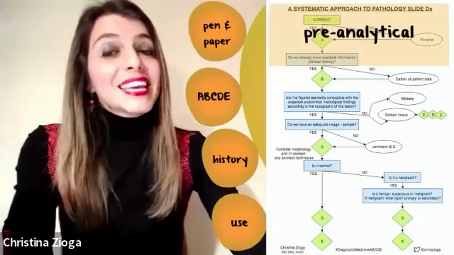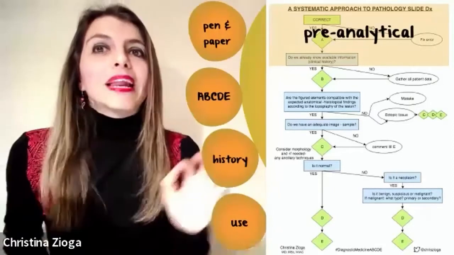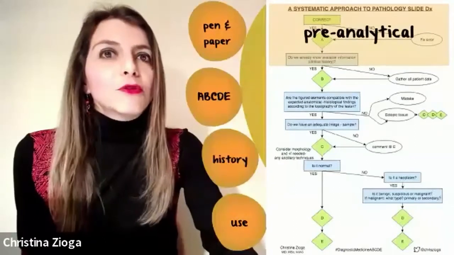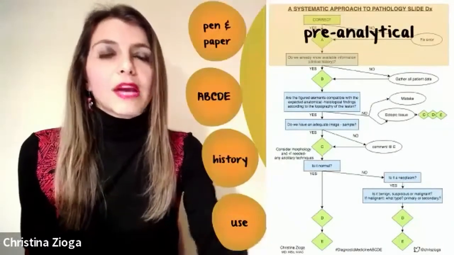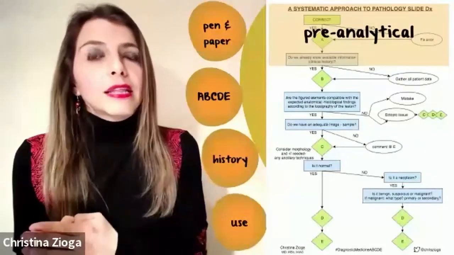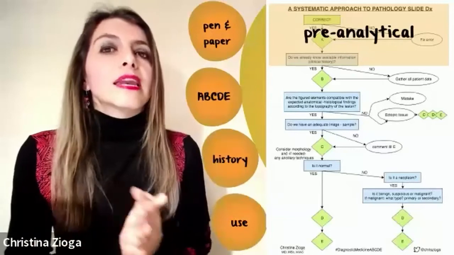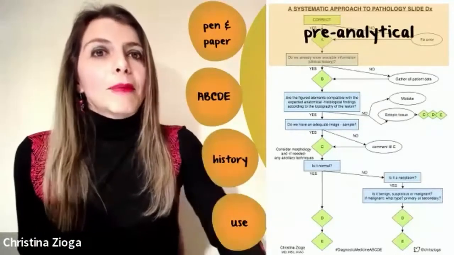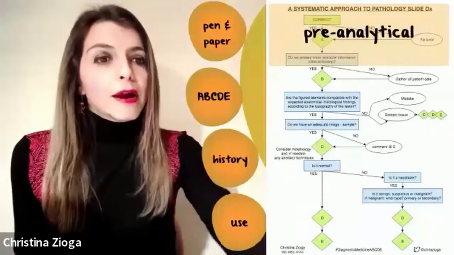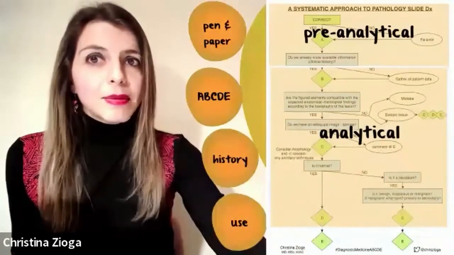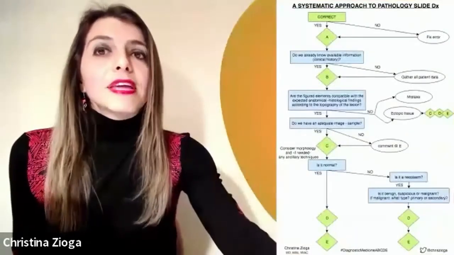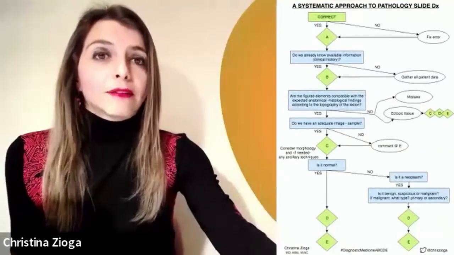So let's get started with ABCD. Preliminary step, correct. And A refers to the pre-analytical phase of our diagnosis. We have three phases: the pre-analytical phase, analytical, and post-analytical. So in the pre-analytical phase, we have correct and A, available information. B, body, C, cancer, and D, diagnosis belong to the analytical part of it. And E, exhibit, to the post-analytical phase. Everything starts with this preliminary step, correct, here.